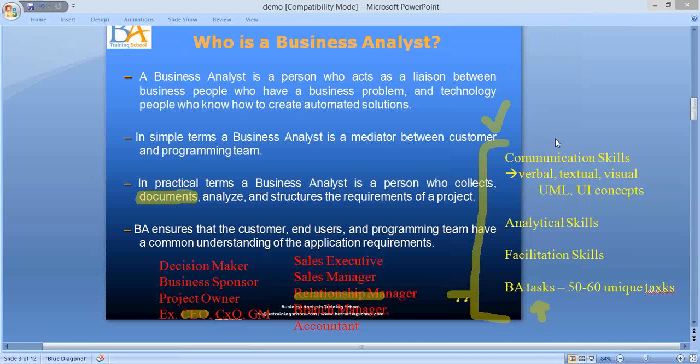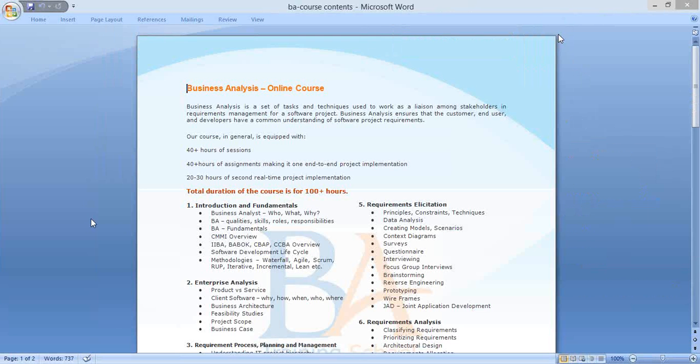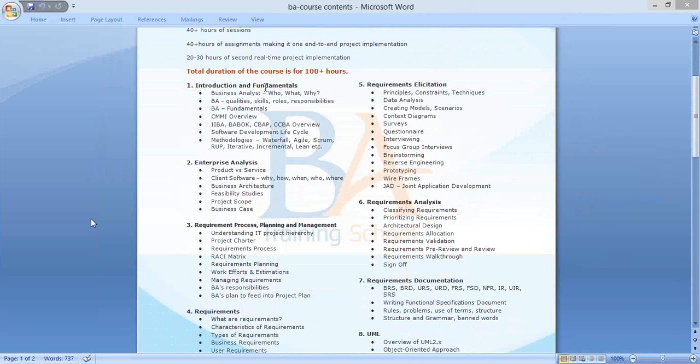So then let me show you the course contents and explain to you the course concept, the approach. Let me just browse through the course content. We'll start with the basic introduction and fundamentals, like who is the business analyst, what are the qualities, fundamentals of the BA job, what the CMMI overview is, and the IIBA certifications part. Then what the software development life cycle is, and different methodologies used in the industry like waterfall, agile, scrum, etc.